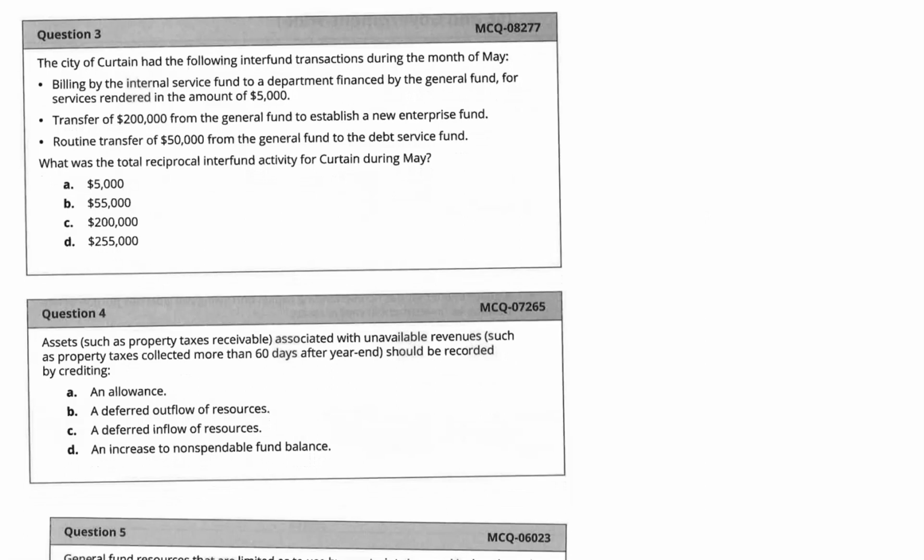First question, the city of Curtain had the following interfund transactions during the month of May. Billing the internal service fund to a department financed by the general fund, and the service amount is $5,000. Transfer of a $200,000 amount from the general fund to establish a new enterprise fund. Routine transfer of $50,000 from the general fund to the debt service fund. Now, these interfund activities you have to categorize into reciprocal and non-reciprocal, and the question is, what is the total of the reciprocal interfund activities?